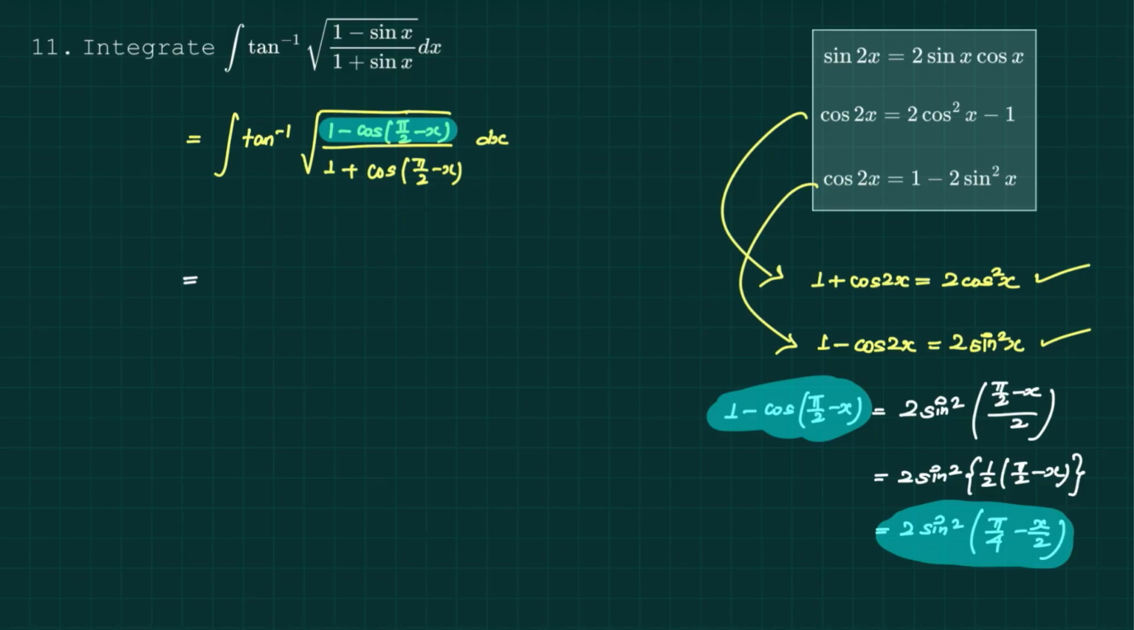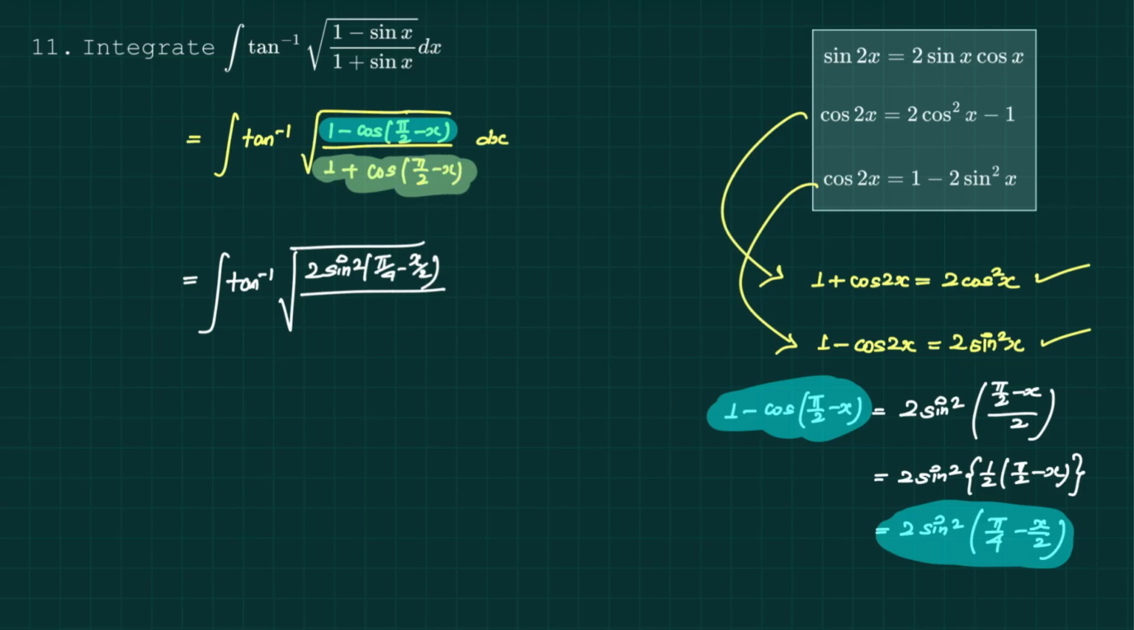So this equals integration of tan inverse of square root of 2 sine square of (pi by 4 minus x by 2) divided by, similarly here in the denominator, there is 1 plus cos of (pi by 2 minus x). Looking at the formula 1 plus cos 2x, I can write this as 2 cos square x. And since there is the half of 2x, here also I have to write the half of this angle, and that would be pi by 4 minus x by 2.